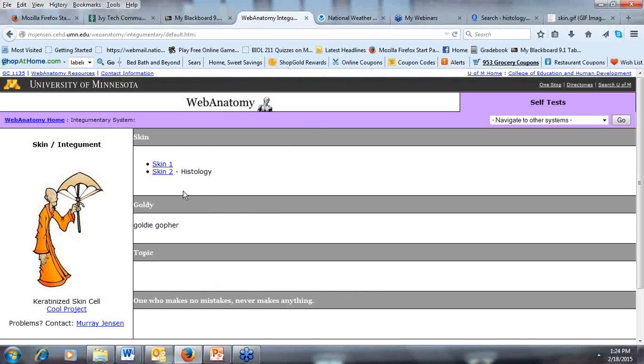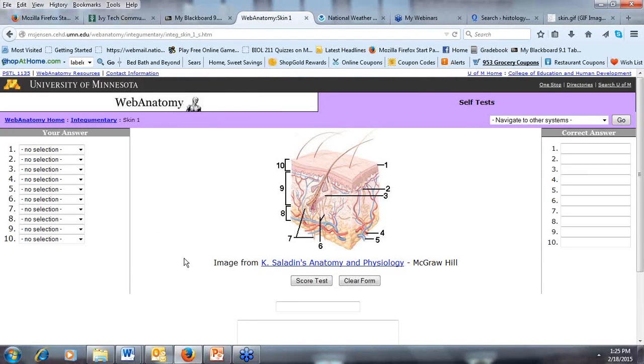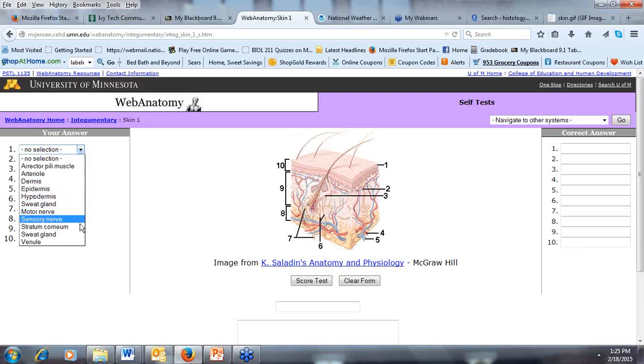here is the web anatomy. And here is a picture of 10 structures, and this comes from Solomon's. So let's take a look. If we look at these terms: erector pili muscle, arterial dermis, epidermis, hypodermis, sweat gland, motor nerve, sensory nerve, stratum corneum, sweat gland, and venule.